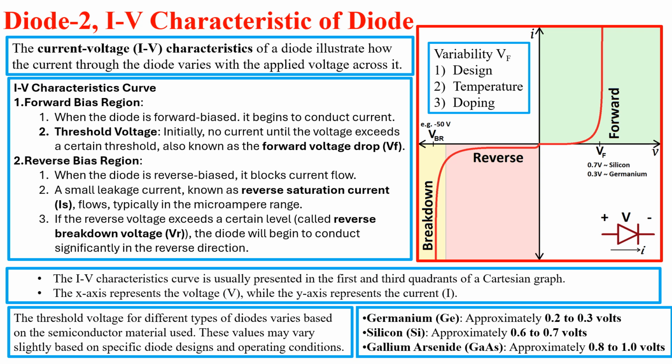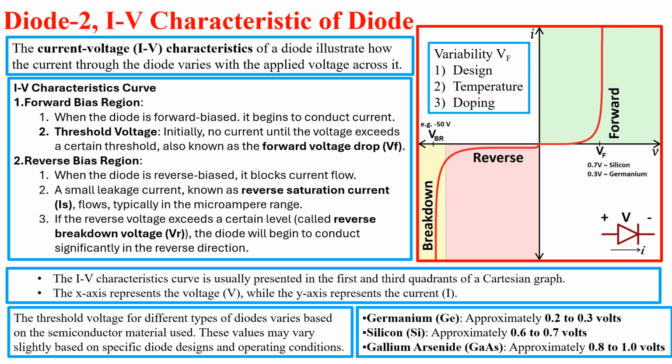Here is a detailed overview of the current-voltage characteristic, which also defines the electrical response of a diode. The IV characteristic curve of a diode can be divided into two regions. One is the forward bias region, where the diode is forward biased, with positive voltage applied to the anode relative to the cathode. It begins to conduct.